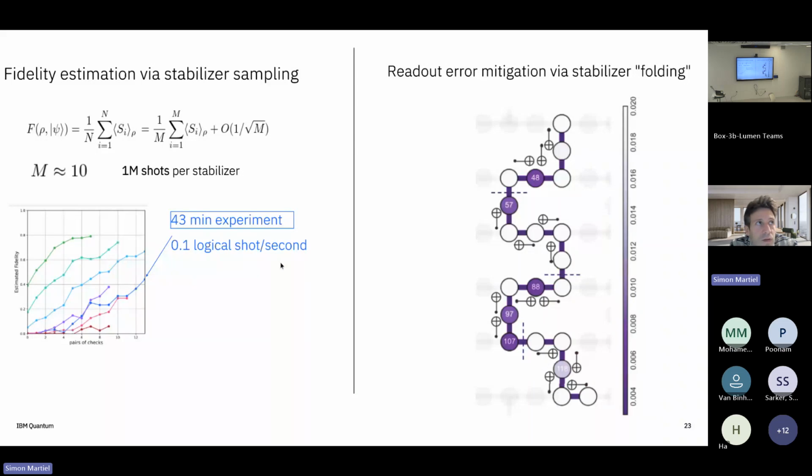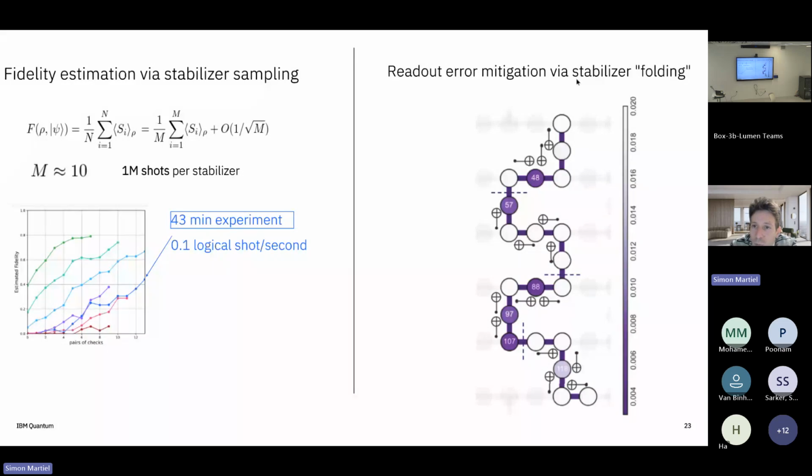Even though we have a very low post-selection rate and we do a lot of shots, we still get roughly 0.1 logical shot per second, meaning that we get one valid shot that passes all the post-selection every 10 seconds, which is completely reasonable for some applications. There are some applications that don't require that many shots, and here you will have one valid shot every 10 seconds. So maybe in 1 minute you can have a dozen shots and scale well this way.